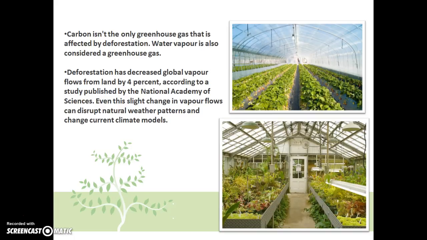Carbon isn't the only greenhouse gas that is affected by deforestation. Water vapor is also considered a greenhouse gas. Deforestation has decreased global vapor flows from land by 4%. According to a study published by the National Academy of Sciences, even this slight change in vapor flows can disrupt natural weather patterns and change current climate models.